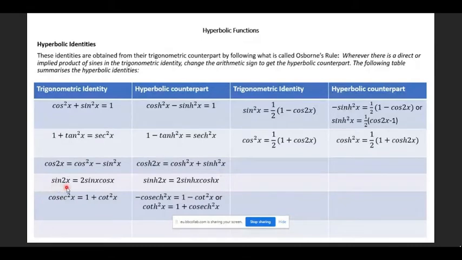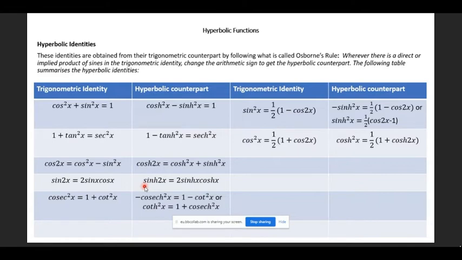Another example, sine of 2x is equal to 2 sine x cos x. That is the normal trigonometric identity that we are used to. But when you look on both the left and the right, there is no product of two sines. That's why that one is going to just remain as it is. So sinh of 2x will be equal to 2 sinh of x cosh of x. It is going to follow the same pattern as the trigonometric one, for as long as there is no product of two sines.